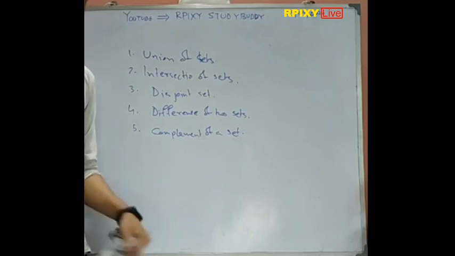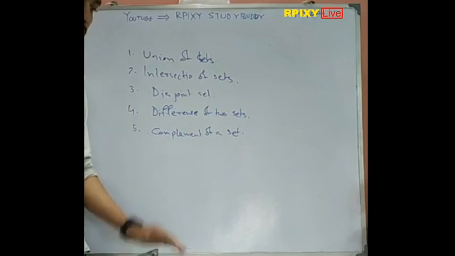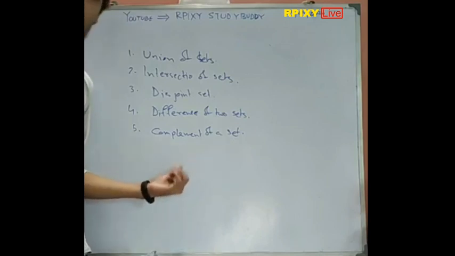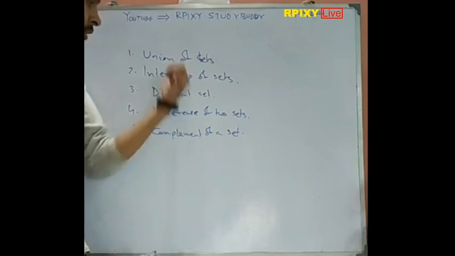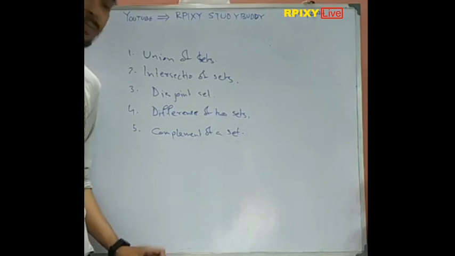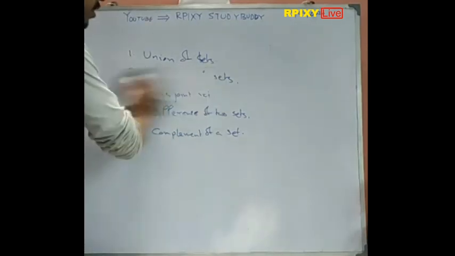Okay, in our last classes we have discussed what is the definition of set, how can you represent a set, and what are the types of sets. Today we will cover these 5 operations with the help of Venn diagram. So take the first one, union of sets.